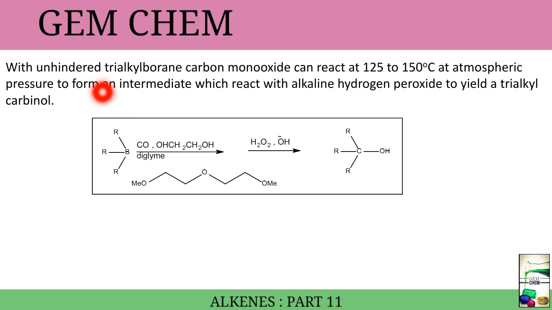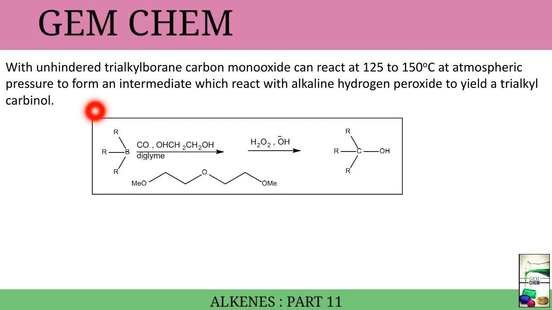Now, with unhindered trialkyl boron, carbon monoxide can react at 125 to 150 degrees Celsius at atmospheric pressure to form an intermediate which reacts with alkaline hydrogen peroxide to yield trialkyl carbinol. So what does it mean?